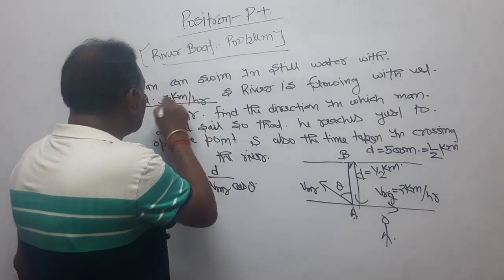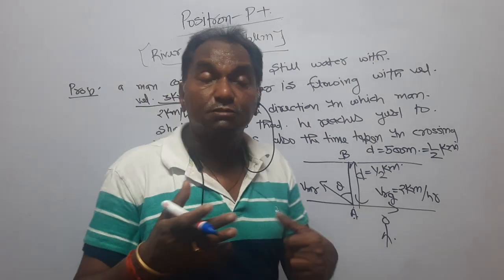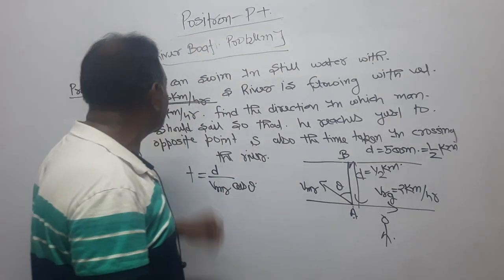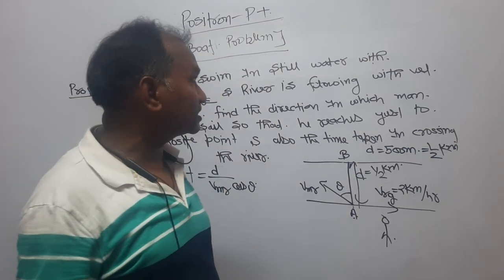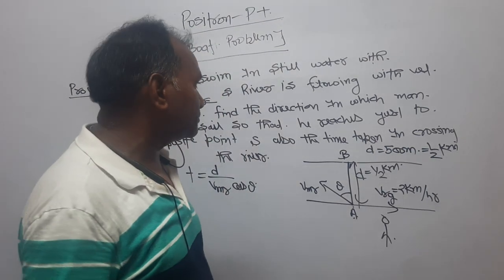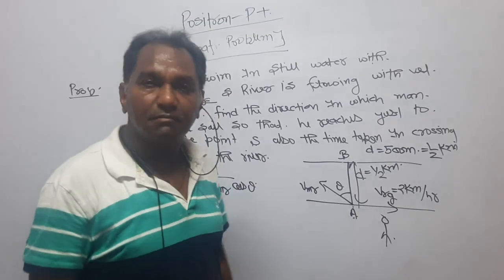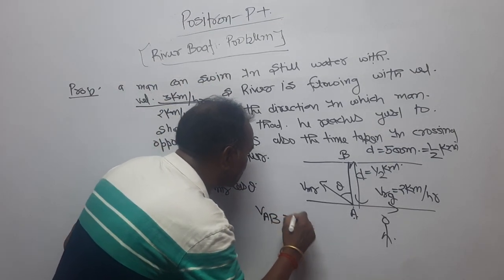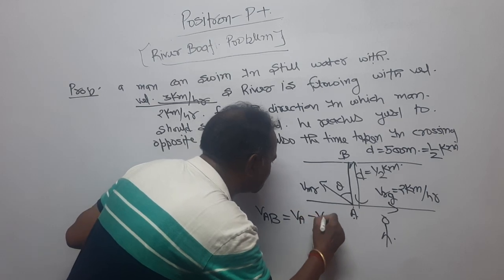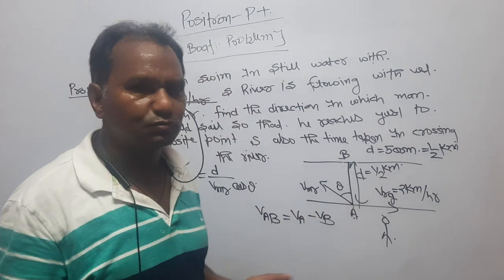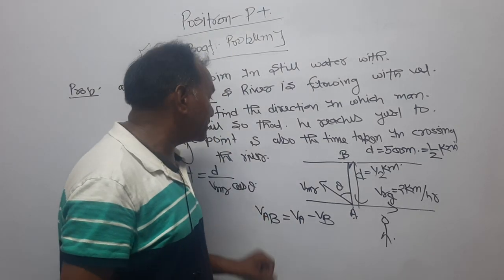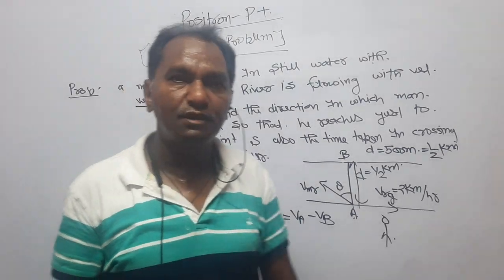Now, this velocity of man is with respect to which frame of reference, with respect to which observer? It is saying that man can swim in still water with velocity 3 km per hour. Dear student, you must have studied that the velocity of A with respect to B is equal to VA minus VB. This is a general formula you use while studying relative velocity.